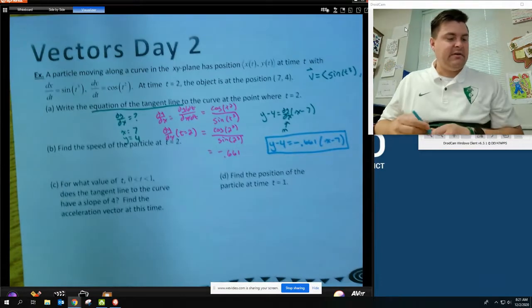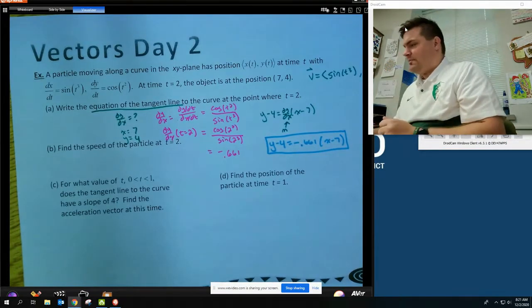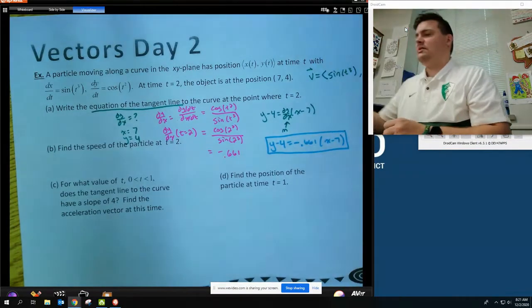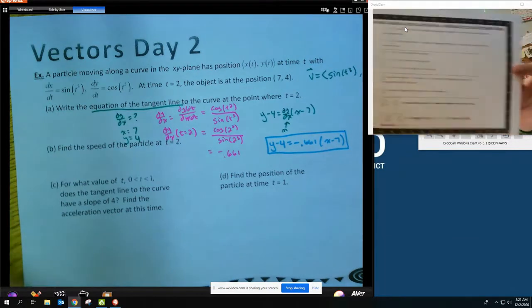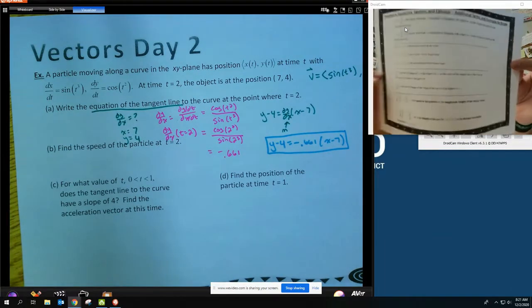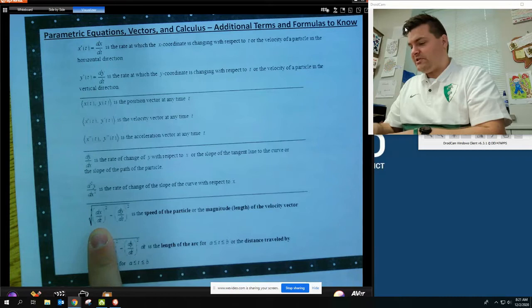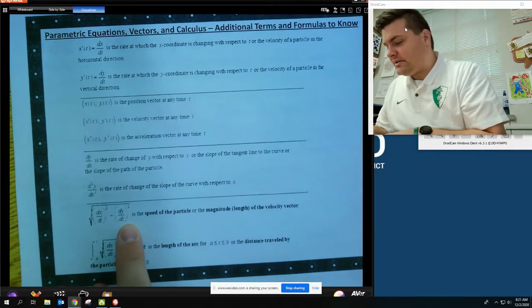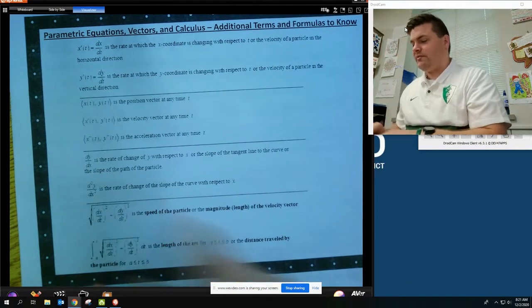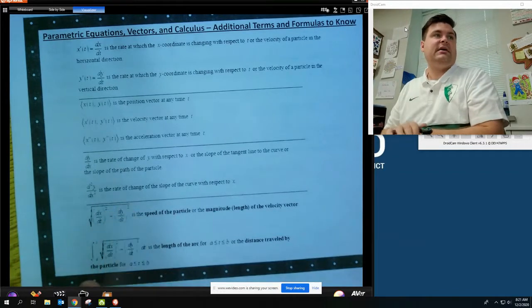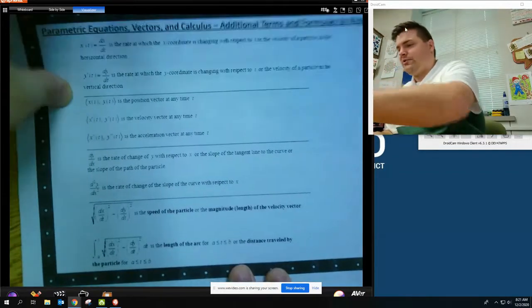Okay, speed. For speed, if you remember, and by the way, I have this little handy-dandy formula sheet here, it has everything in case you're still not comfortable with it. The speed of the particle is when we square dx dt plus dy dt, that's also squared, and square root all of that. So this is the formula that we are looking for here for speed.